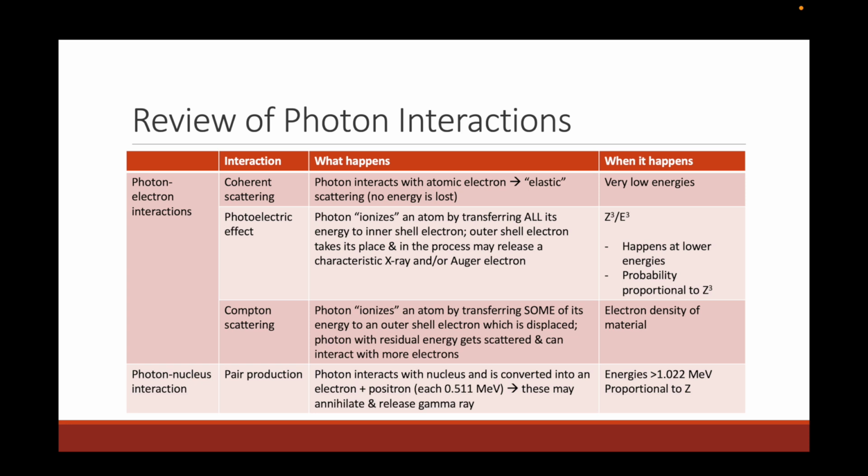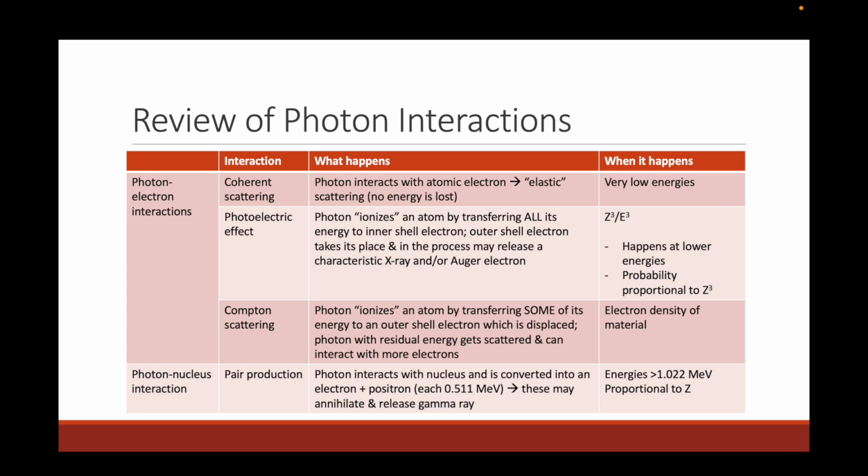The other types of interactions listed here I go into more detail about in the video called Introduction to Radiation Physics, but coherent scattering and photoelectric effect are two types of photon-electron interactions. Coherent scattering is really not clinically relevant. Photoelectric effect predominates at energies used in diagnostic radiology, and unlike the Compton scattering, which is really dependent on electron density, photoelectric effect depends heavily on the Z, or the atomic number of the material. And the probability is proportional to Z cubed over E cubed.